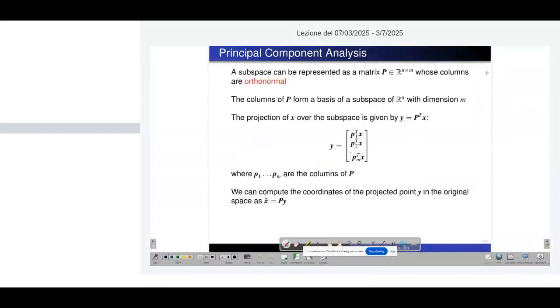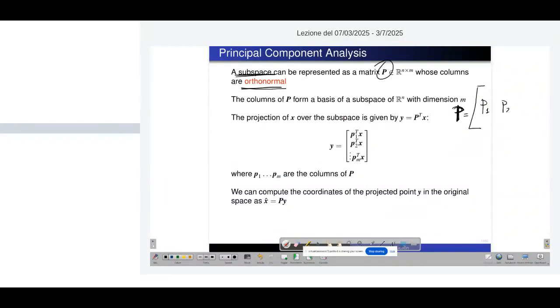So we have a dataset, and we want to find a subspace, that is a surface that goes through the origin, over which we want to project our data. We said already that we can represent a subspace by a matrix whose columns are orthogonal. The columns of the matrix represent the basis of the new space. We now call this matrix P because it's the PCA matrix and it's a projection. So there are these two reasons to call it P.